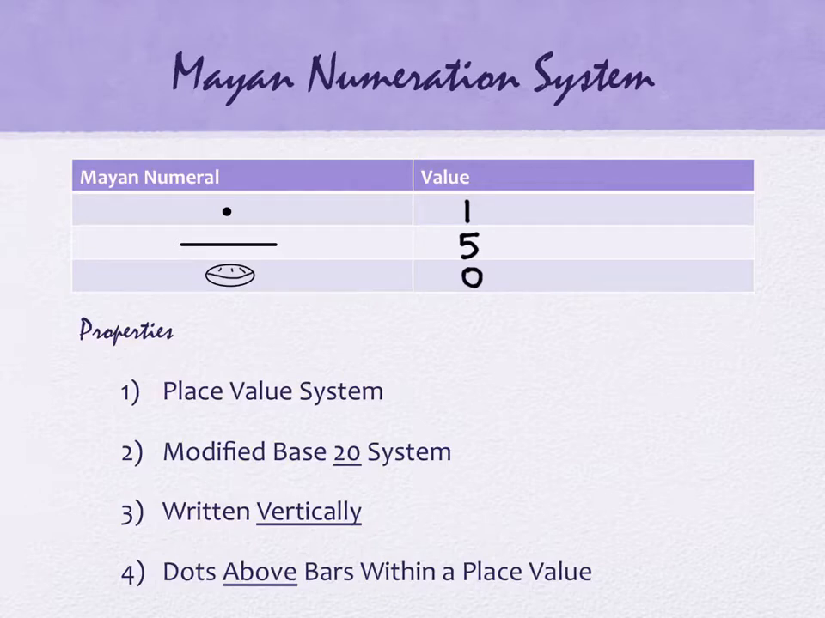It is actually written vertically. So jot this down. I'm not going to write it on my screen, but you should definitely write it in your notes. The smallest place is on the bottom. The biggest place is on the top. Right? So for us, the smallest place is on the right. The biggest place is on the left. Well, their smallest place value is on the bottom, biggest place value on the top. And they always write their dots above their bars in a place value system. So for instance, if you wanted the number 6, it would be a horizontal line, the bar, with a dot on top. You wouldn't put the dot below. You'd put the dot on top of the bar.